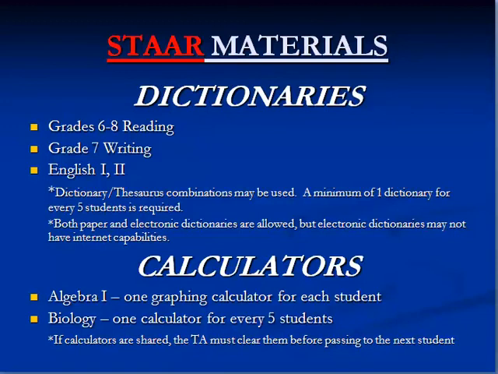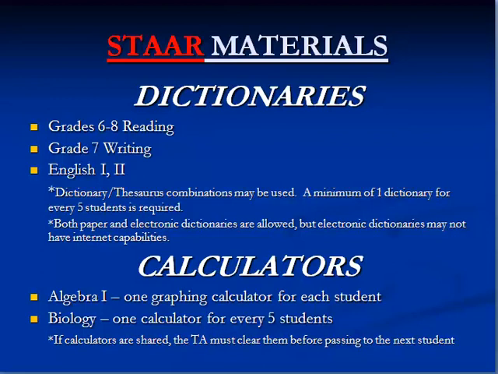Looking at STAR materials, the dictionary policy for English 1 and 2 EOC: a dictionary or thesaurus combination may be used throughout the entire test for English 1 and English 2 EOC. Calculators: when we take Algebra 1, there will be one graphing calculator for each student. We must ensure that if there are not enough in your room when you begin to issue, please let someone in the hallway know and we will make sure that you do have plenty.